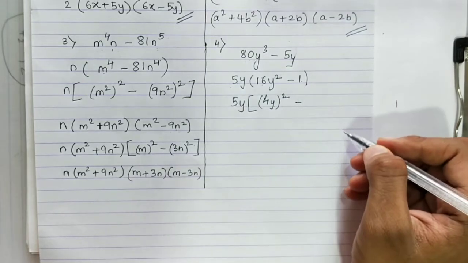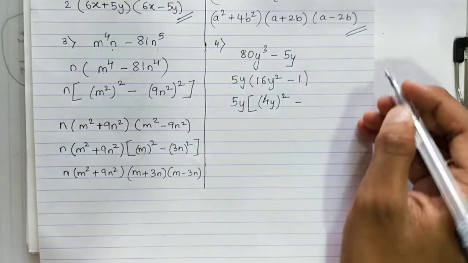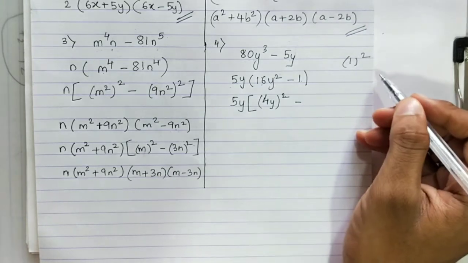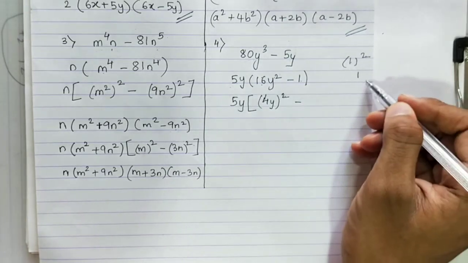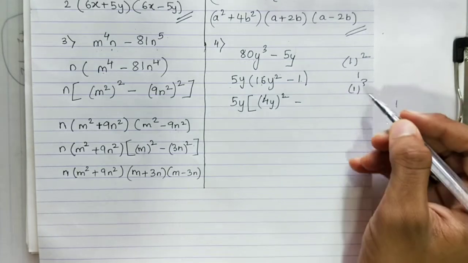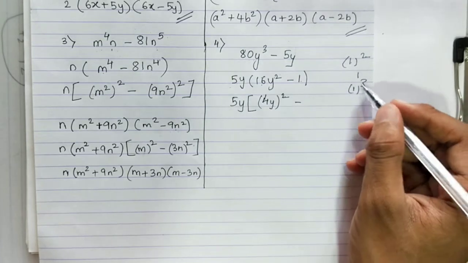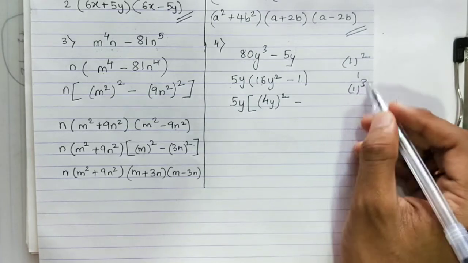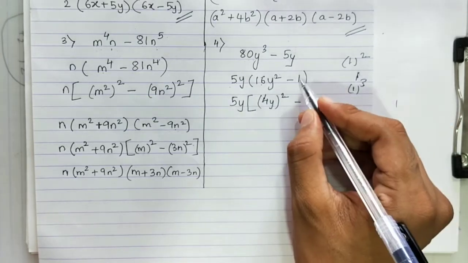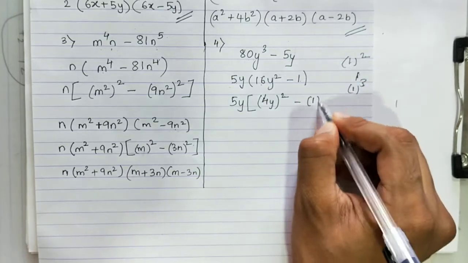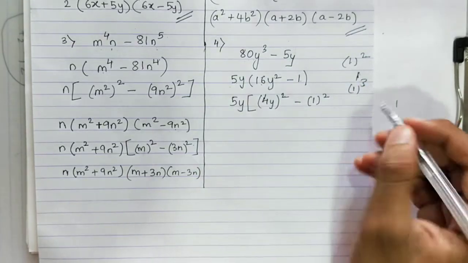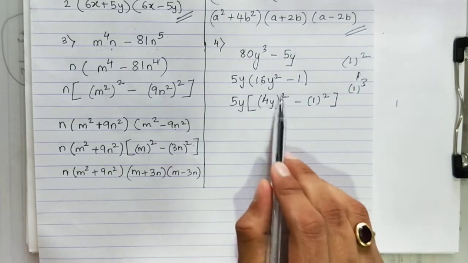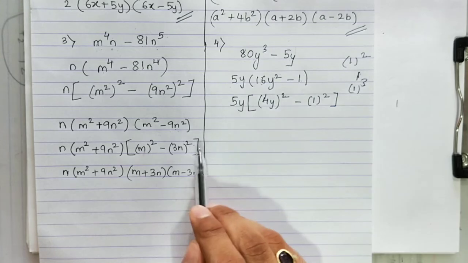What about this 1? Whenever you have 1, 1 can be written as 1 square anytime, because 1 square is also 1. 1 can also be written as 1 cube if needed. So 1 can be changed into anything, 1 square, 1 cube, because the answer always remains 1. So here also I have 1. I can write this 1 as 1 square. And we have to write it why? So that we can apply the formula, that first bracket square minus second bracket square.